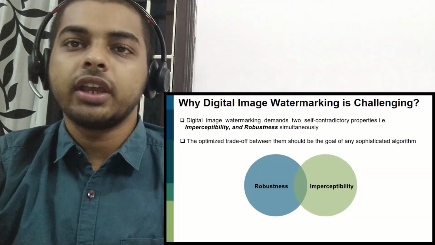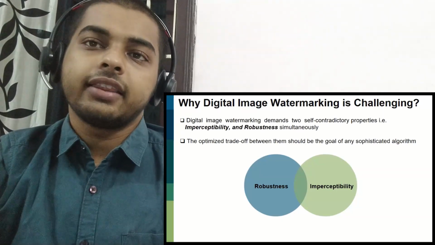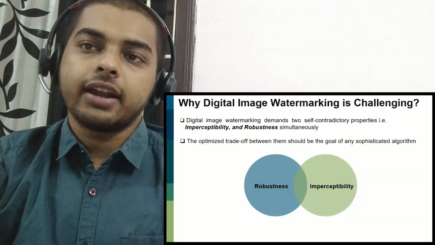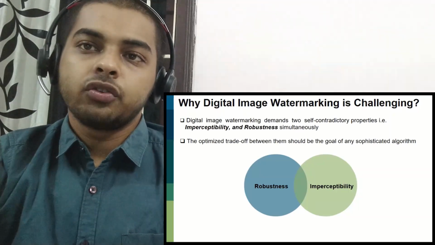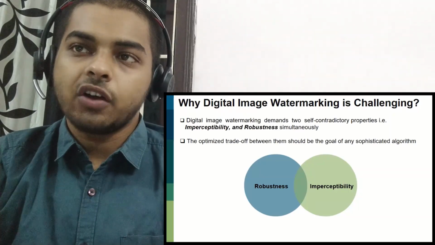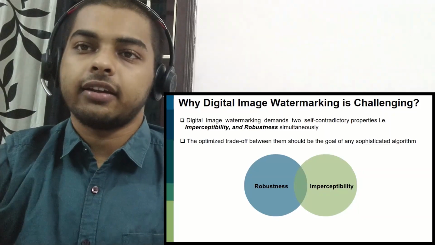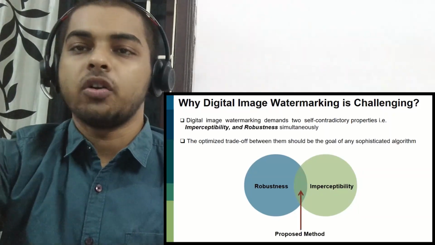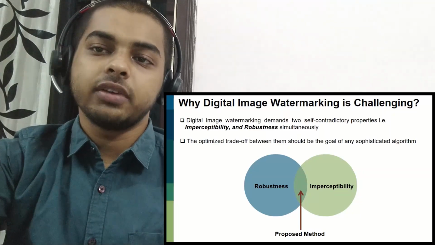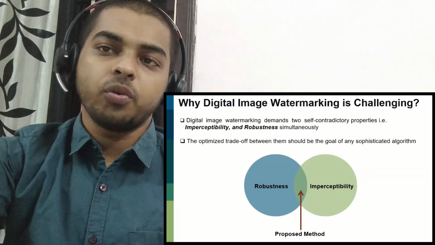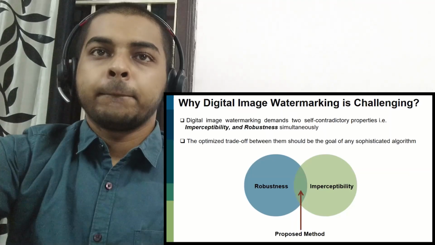In the Venn diagram, we can see that on the left side I have kept the robustness, and on the right side the imperceptibility. In between, there is a sweet spot. Any sophisticated algorithm should lie in that common region of imperceptibility and robustness. We can see that our proposed method falls in the sweet spot between robustness and imperceptibility.